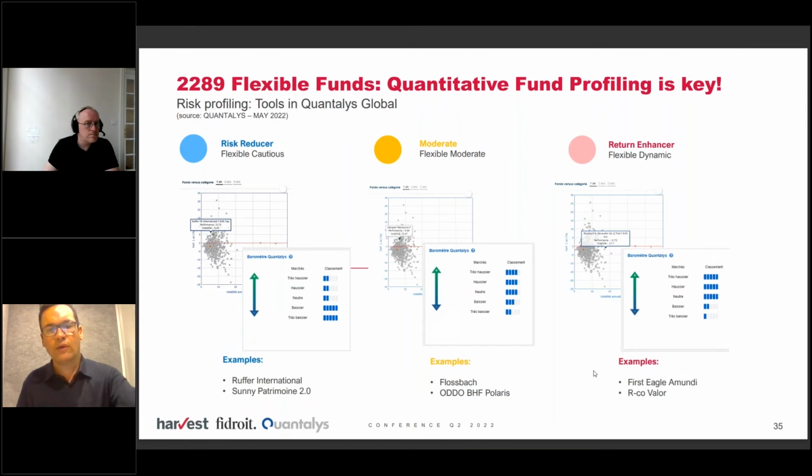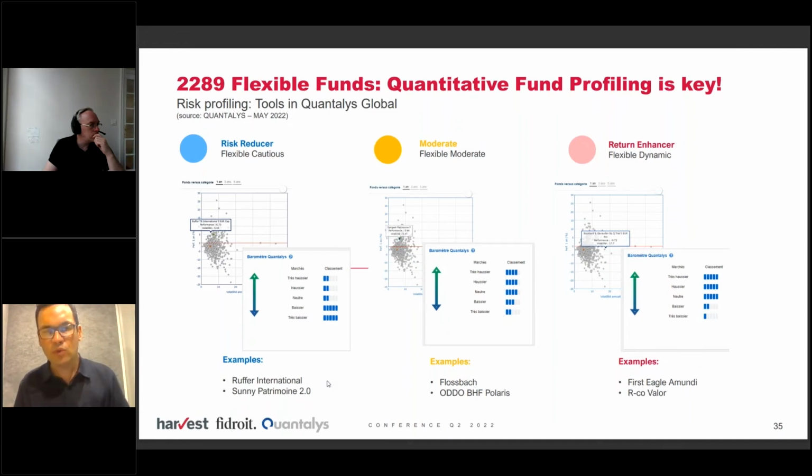So you have on the left flexible funds who are delivering nice returns when the market is down, and more defensive. You can see Julien show you the 5 blocks when the markets are negative. So strong resilience and good performance relative to the market. I give you some examples: Refer International still positive year to date, or Sunny Patrimoine 2.0 in France still positive, delivering 8% year to date in this flexible fund universe.